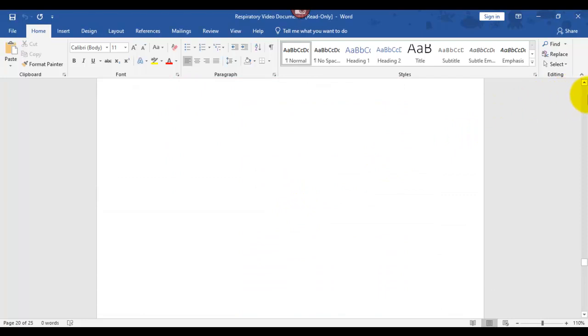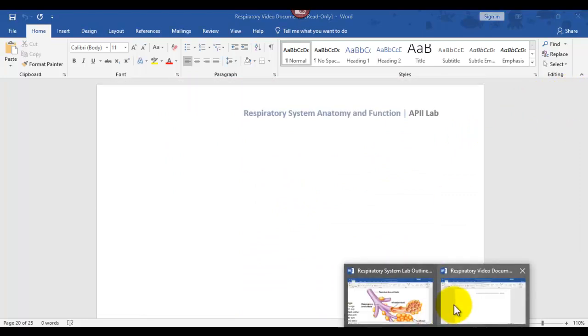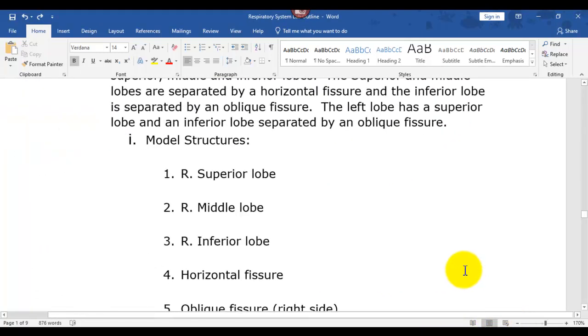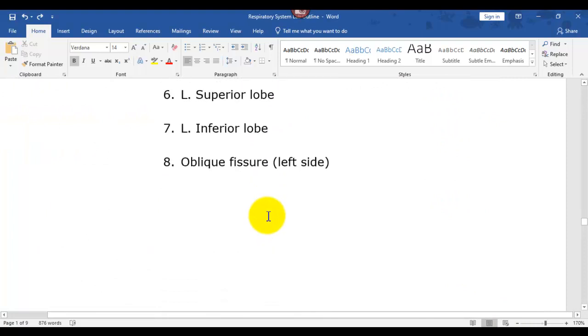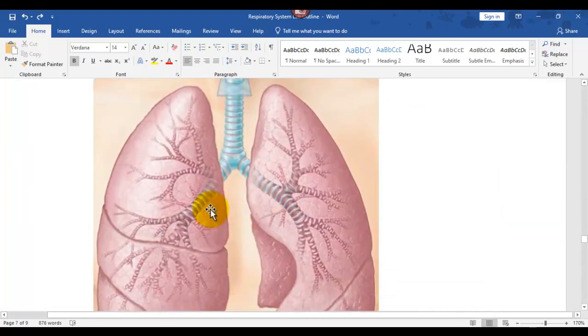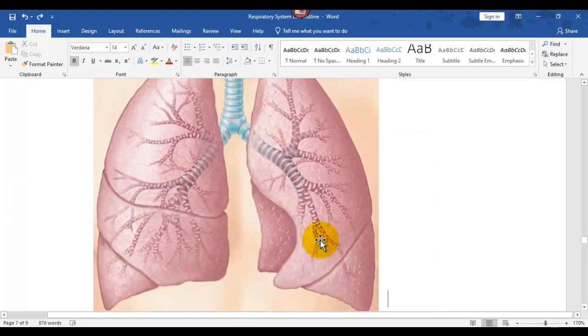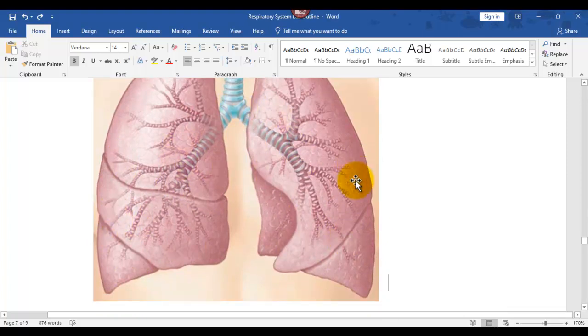Okay, the last part of our respiratory labs. I'm going to make this smaller. So we just did all the lung lobes. See, we talked about all of these. That's a really good picture. So you can see the trachea, thyroid, cricoid. You can definitely see, look at those separations. You can see the horizontal fissure, the two oblique fissures, and all the different lobes.